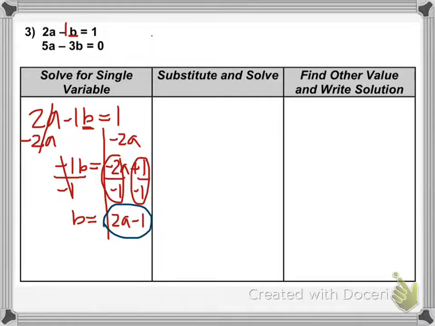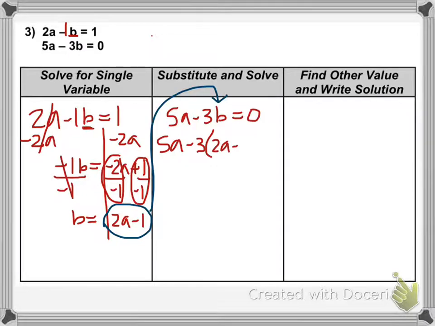All right. Now we're ready to write the equation we did not use in step 1, which was the second equation. 5a minus 3b equals 0. And we know that 2a minus 1 is the same as b, so we'll replace the b part of that equation with that expression. So it'll look like this. 5a minus 3 times (2a minus 1), so put the 2a minus 1 in parentheses, equals 0. And we'll solve this equation now for a, since that's its only variable.